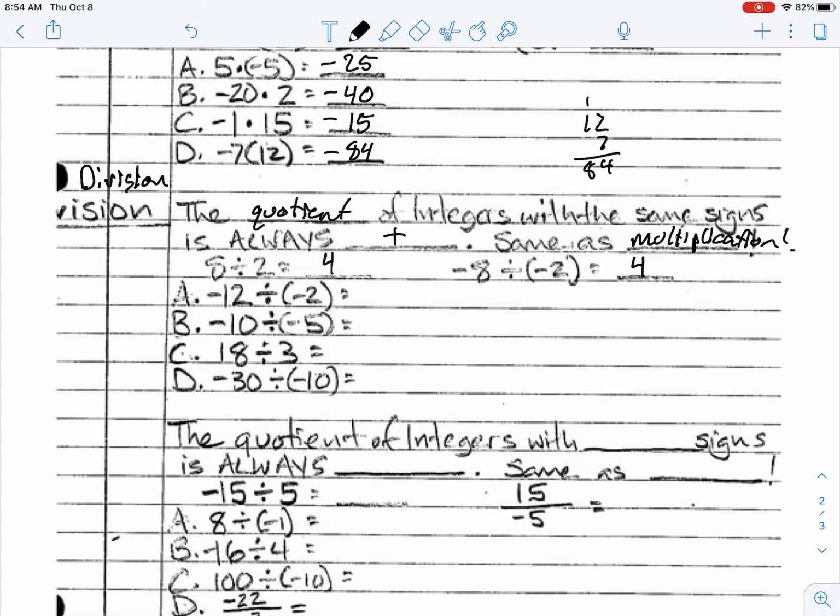So negative 12 divided by negative 2 we know will be positive. 12 divided by 2 is 6. Negative 10 divided by negative 5. 10 divided by 5 is 2. 18 divided by 3 is 6. And negative 30 divided by negative 10, same sign, so it will be positive, and that's going to give us 3.